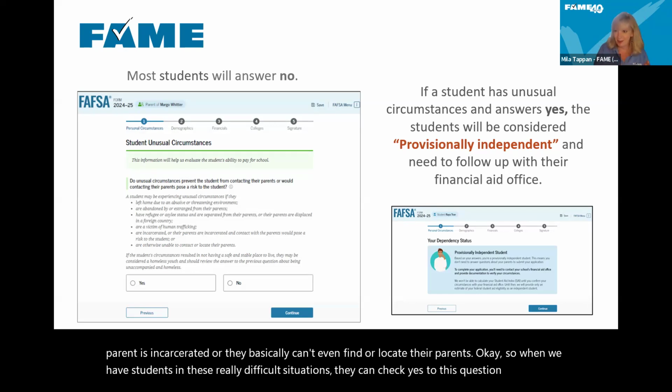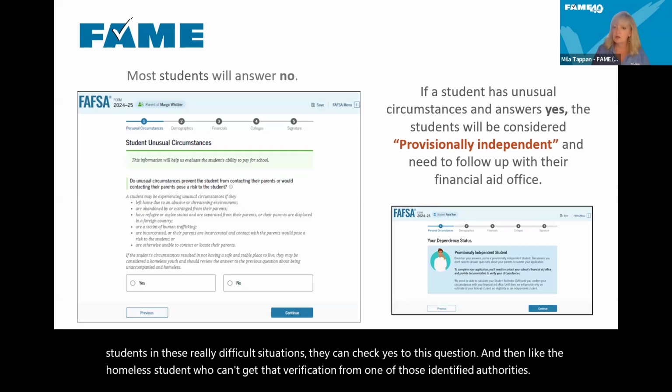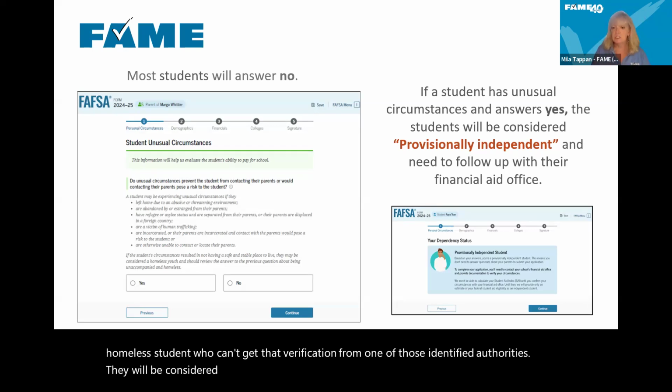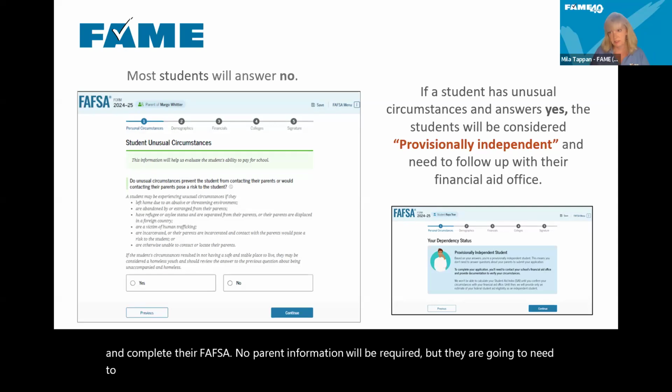And then, like the homeless student who can't get that verification from one of those identified authorities, they will be considered provisionally independent, which means they will be able to go ahead and complete their FAFSA. No parent information will be required, but they are going to need to follow up with the financial aid office so that the financial aid office can verify their situation and document their situation. Okay?